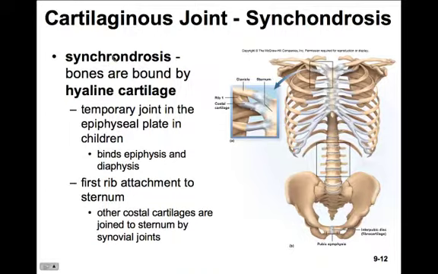So in looking at synchondroses, we see that bones are bound together by hyaline cartilage. We see this in the epiphyseal plate. It's a temporary joint. By adulthood, the epiphyseal plates are fused to become the epiphyseal line. We also see the first rib attachment to the sternum. Here is a synchondrosis. The other costal cartilages are joined to the sternum actually by synovial joints. And they're synovial because there's a joint capsule. We'll look at that in detail later.